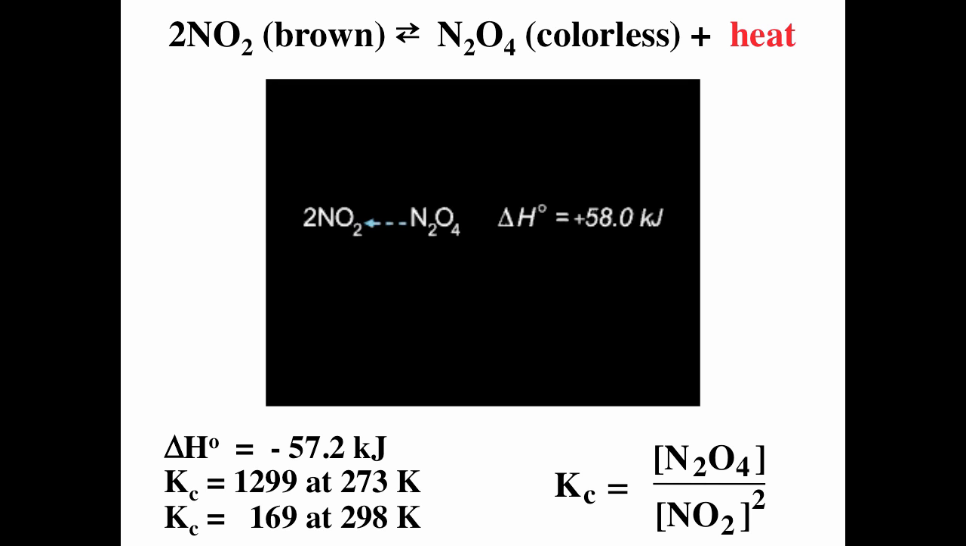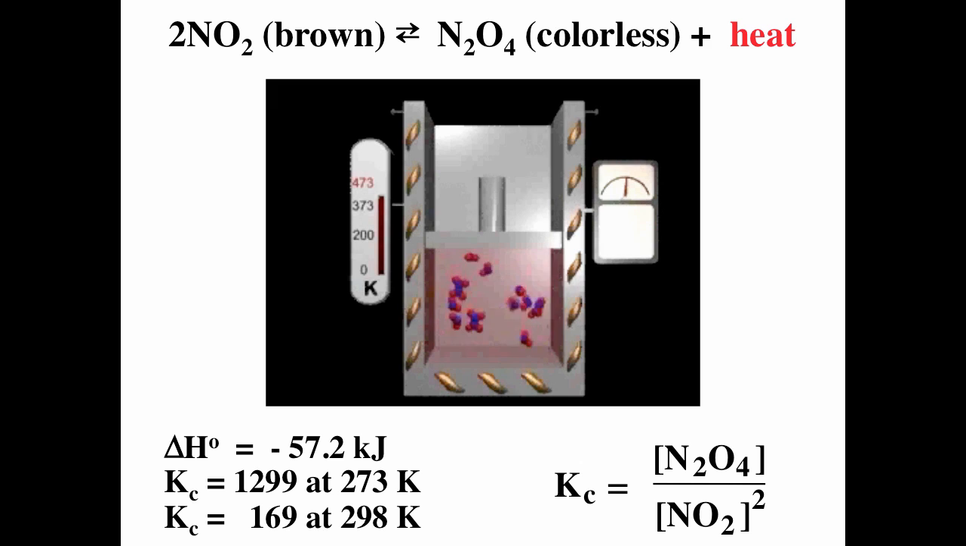Le Chatelier's principle predicts that when the temperature of the equilibrium system is increased at constant volume, the equilibrium will shift in the direction that absorbs heat. This means that more N2O4 molecules will dissociate as the temperature increases.